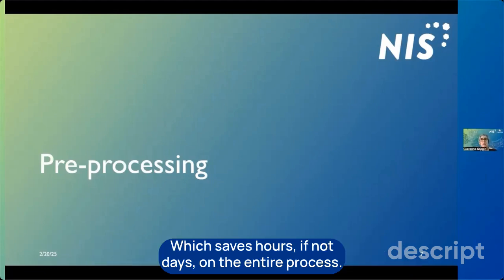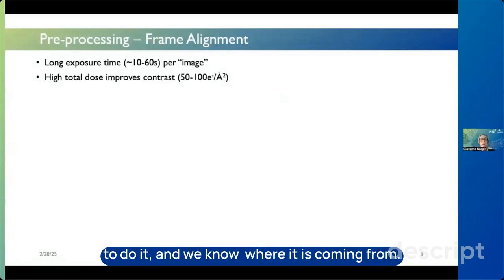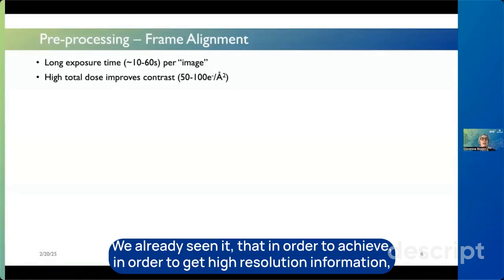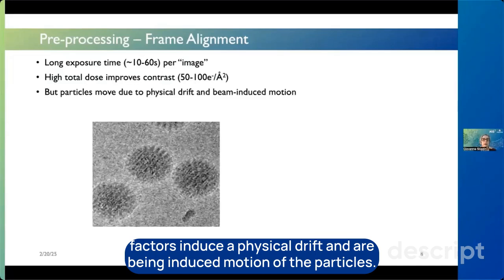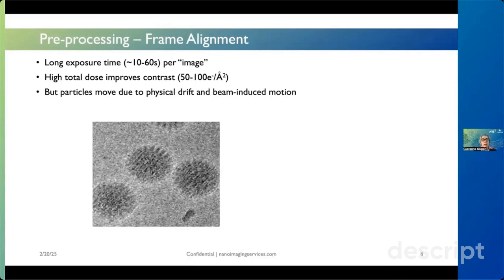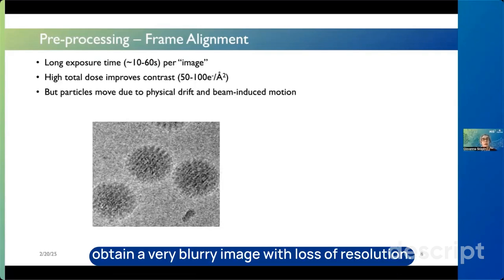on the entire process. The first step of the pre-processing is the frame alignment, and we know why we have to do it, and we know where this is coming from. We have already seen that in order to get high resolution information, we need to work with high exposure and long exposure times. But these two factors induce a physical drift and a beam-induced motion of the particles. And as we learned in the previous webinar, if you take a still picture of a moving object, we obtain a very blurry image with loss of resolution.